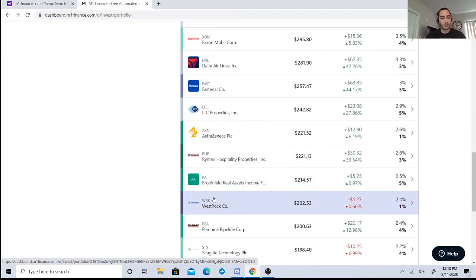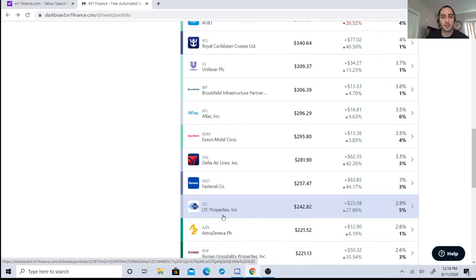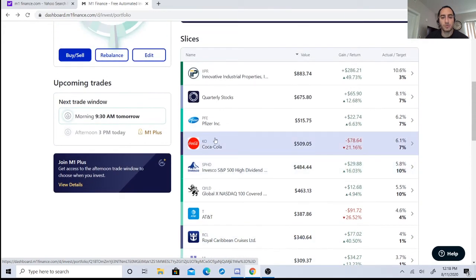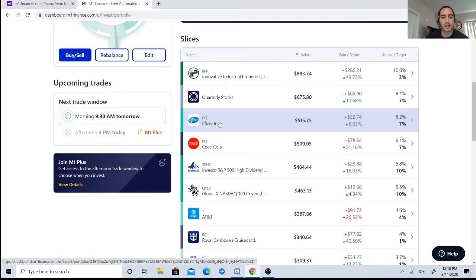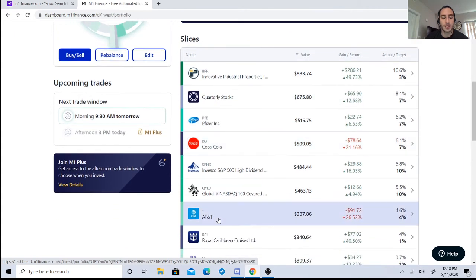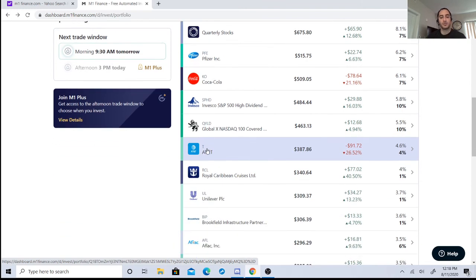WestRock cut their dividend. I mean, their dividend is not as attractive as it was before, but of course I'm going to hold on to it. That's a good company. It's just they're going through a rough time. So I'm going to really start putting money into these stocks, and I'm going to change a percentage on Pfizer and Coca-Cola and AT&T. These guys need a little bit of a break right now. The price per share is kind of cheap.